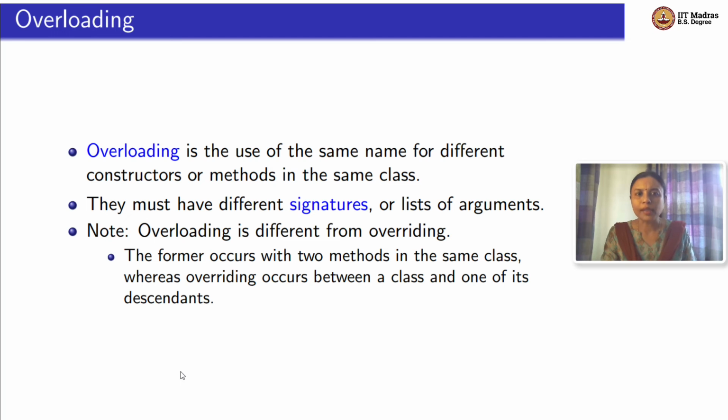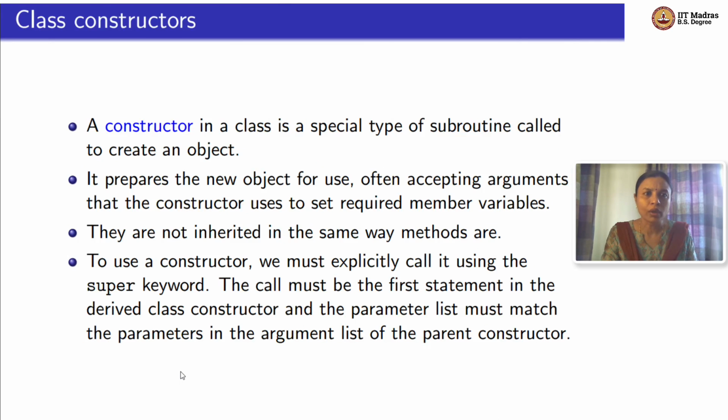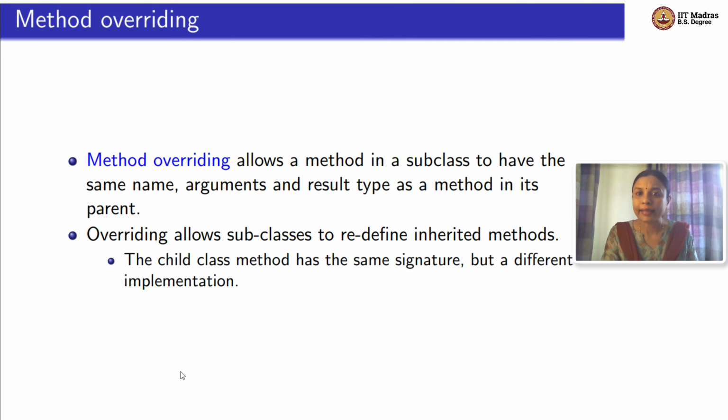A couple of last concepts. Overloading. Overloading is basically use of the same name for different constructors or different methods in the same class. They must have different signatures, that is different arguments. Please note, a few slides ago, we had looked at overriding. Overriding allows a method in the subclass to have the same name and same signature. By signature, we mean arguments, and result type must match that of its parent's.